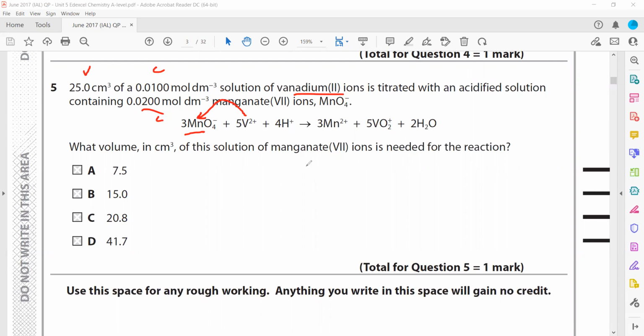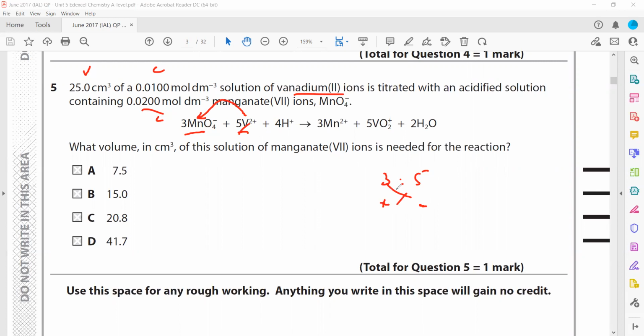But that volume is in dm³. We'll convert into cm³. So this is just a straight calculation. Concentration times volume, we'll get the moles, and then use a mole ratio. 3:5 is the mole ratio. What answer will you get here?